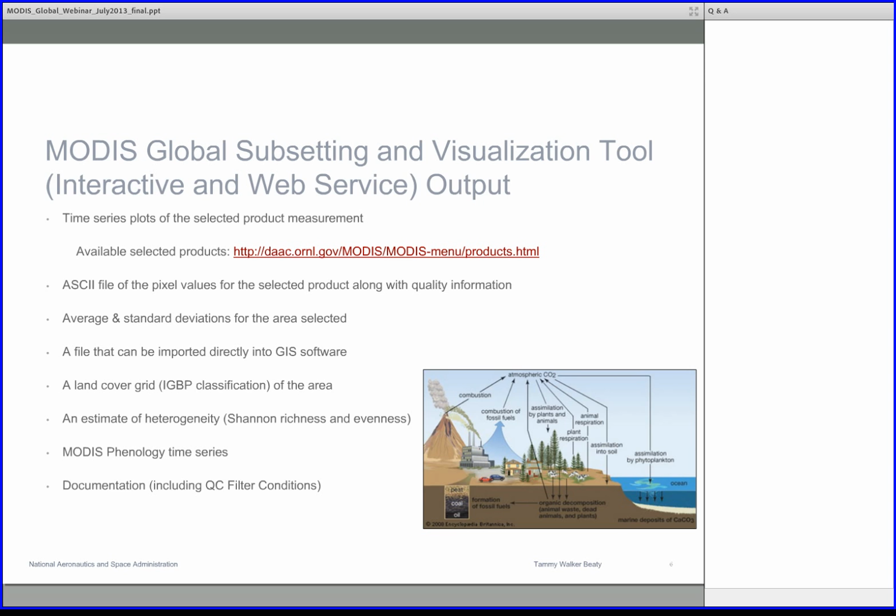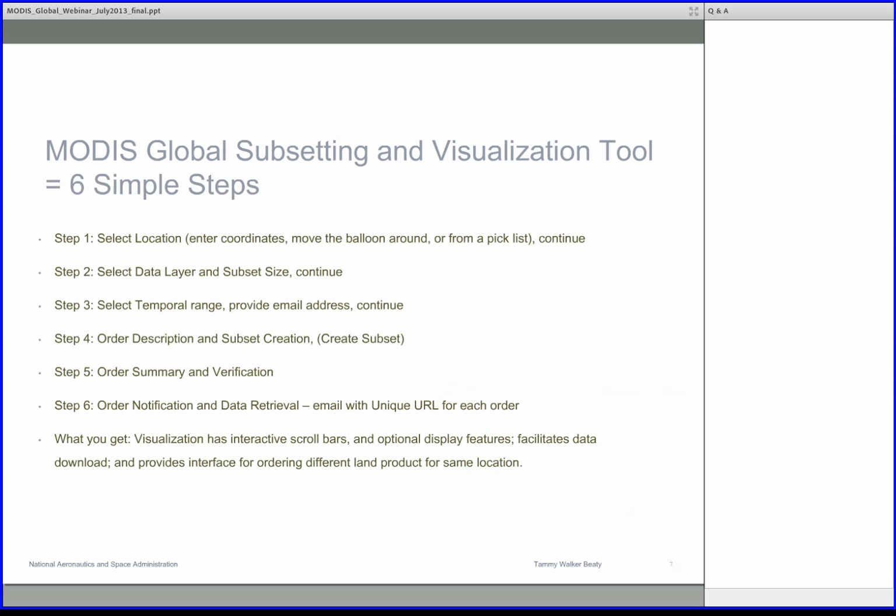the QC filter conditions. So in order to run the MODIS Global Subsetting and Visualization tool, there are 6 simple steps, and I'm going to go over these verbally, and then Suresh will show you this shortly in our demo. So the first step is to select the location, and you'll press Continue. The second step is to select the desired data layer and the subset size, and you'll continue to select the temporal range, provide an email address, and press Continue.